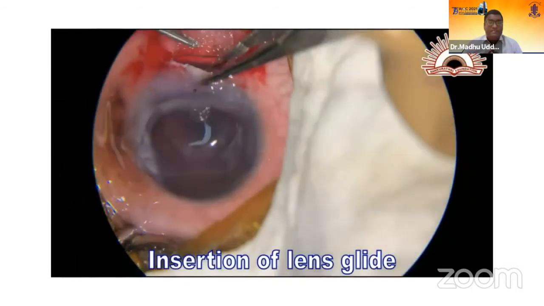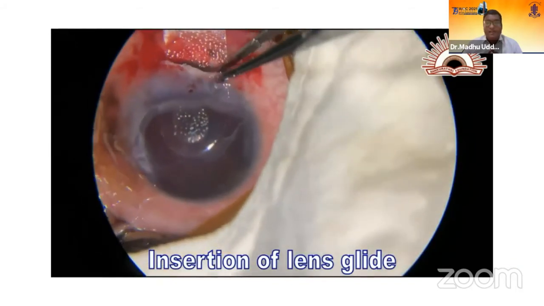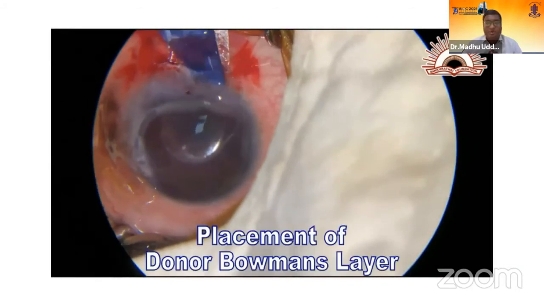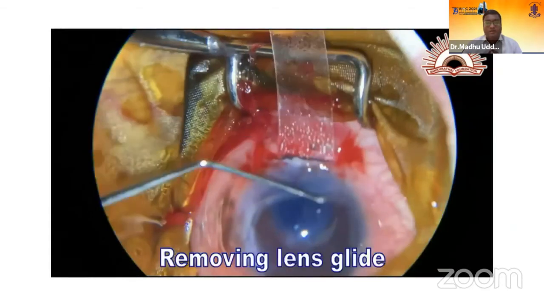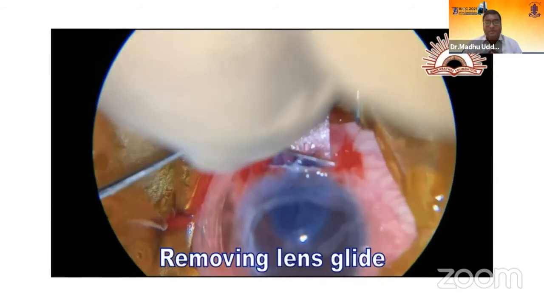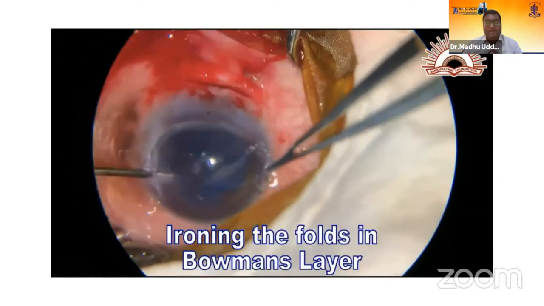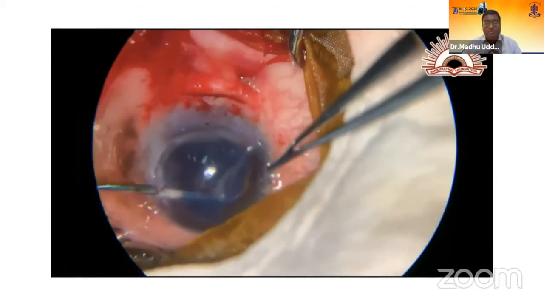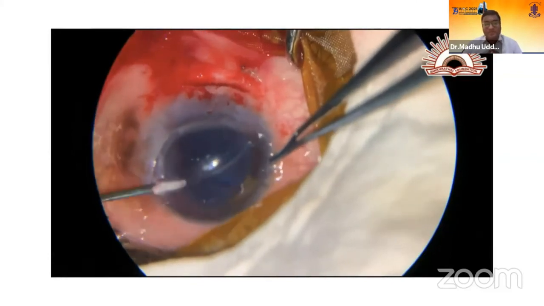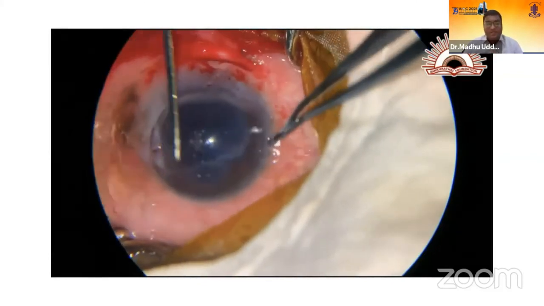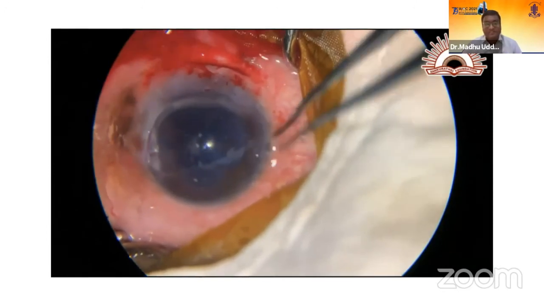And with the help of a lens glide, I glide in the Bowman's layer into the stromal pocket. And then you can gently remove the glide and iron out the folds in the Bowman's layer with a spatula or micro forceps from your retina colleague. In this particular case, I have created a side pocket as I could not get the axis beyond the cone.